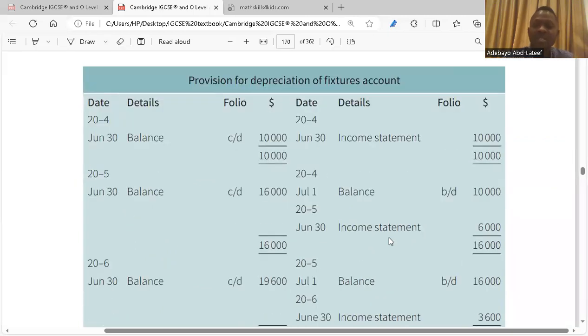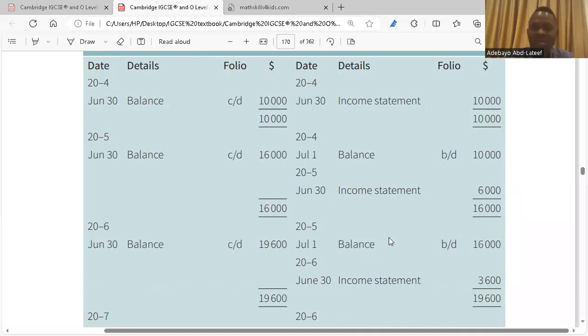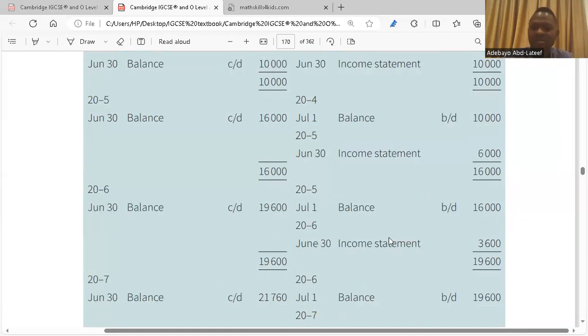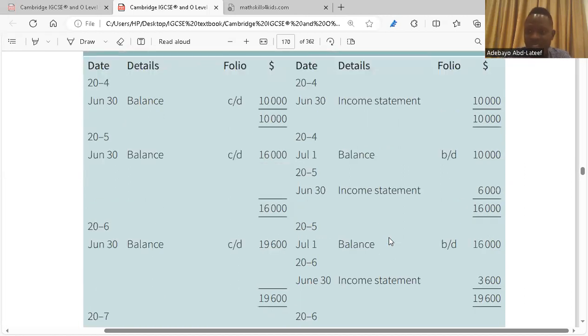The third year, 40% of 16,000. This is the reducing balance method. So each year that passes by, you reduce the balance and balance it up. Year one is 10,000, year two is 16,000, which comes at 6,000. The balance is 16,000, but 16,000 minus 10,000 is 6,000.